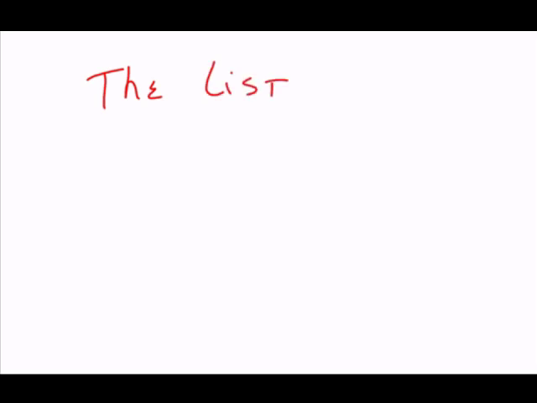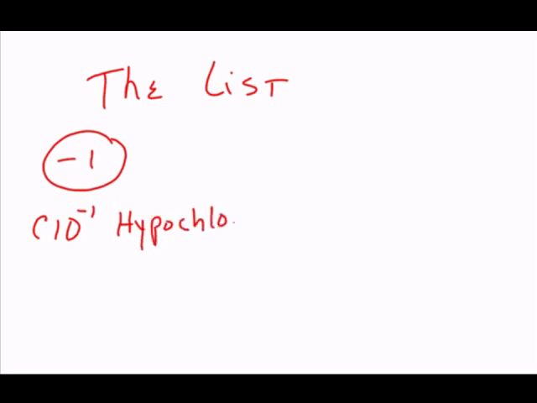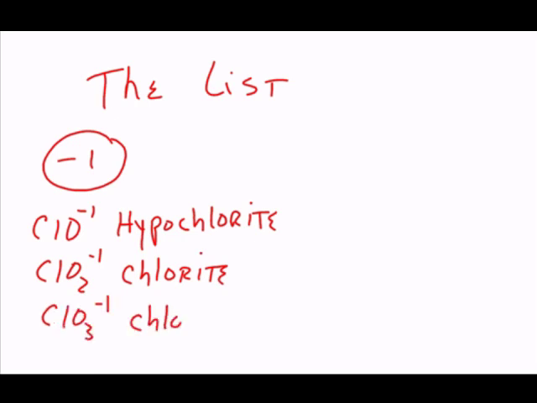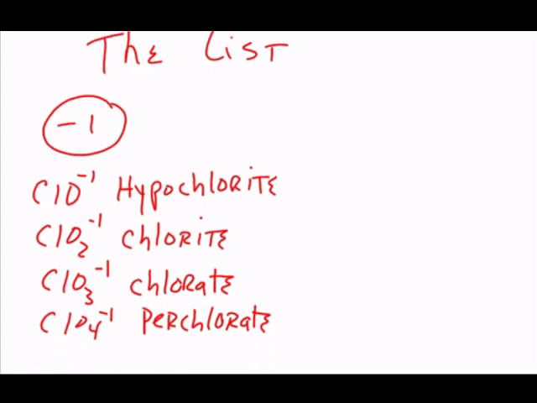This is the list that you need to know, and starting on Thursday, we'll have a quiz every day. The guys that are -1, and you can just copy this list down. Hypochlorite is ClO, it has a -1 charge. Chlorite is ClO2 with a -1 charge. Chlorate is ClO3 with a -1 charge. And perchlorate is ClO4. All of them have a -1 charge, and it is crucial to know the charge.